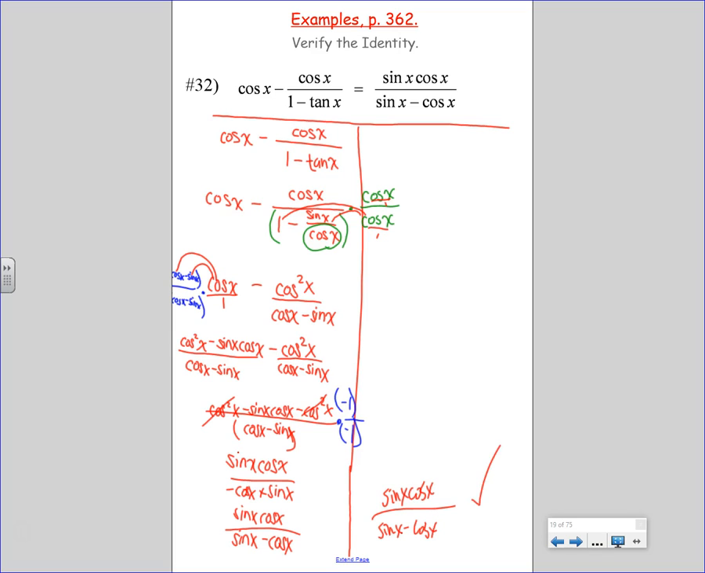Okay. Whew. What skills did you need for this problem? Well, you can't just tell a second grader to use your brain, right? Problem solving. There's a lot of stuff that went into this. You need more than problem solving. Something specific. Okay, AJ, give me a specific identity you needed. Oh, we didn't actually use that one. Quotient. Quotient, good. Yeah. Quotient, we changed tangent to sine over cosine.